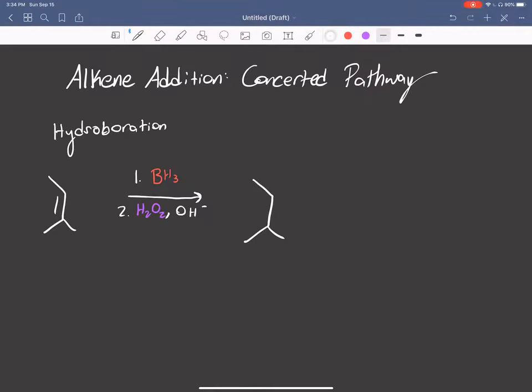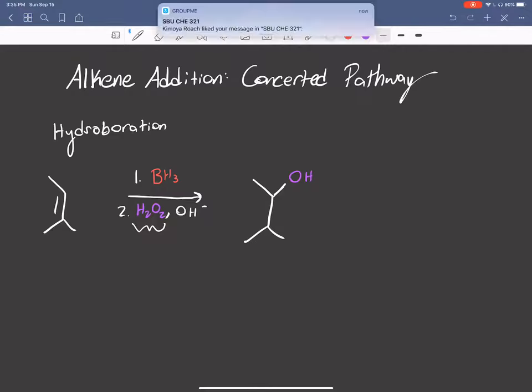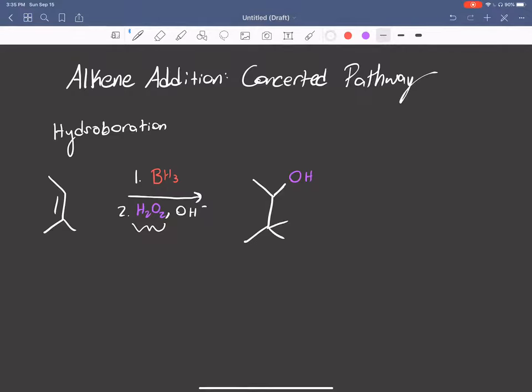Okay, and so the OH that's being added comes from this hydrogen peroxide, okay? And so what it does is it adds an OD, sorry, I'm thinking about the deuterium, sorry about that, an OH on the less substituted carbon. The H from the BH3 adds to the more substituted carbon, so right there.